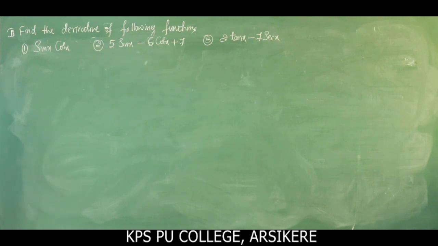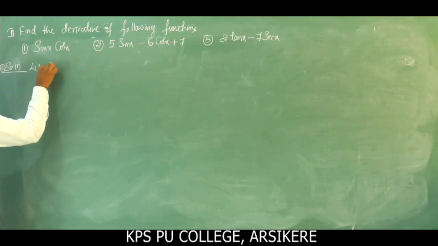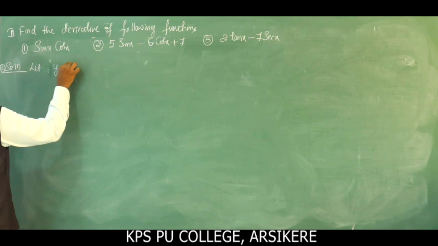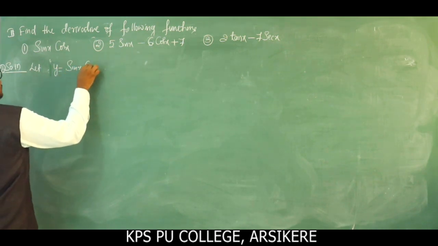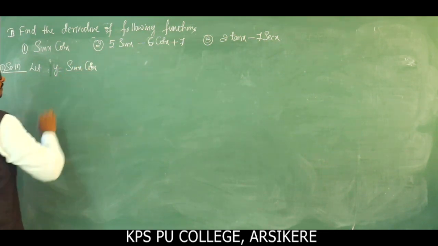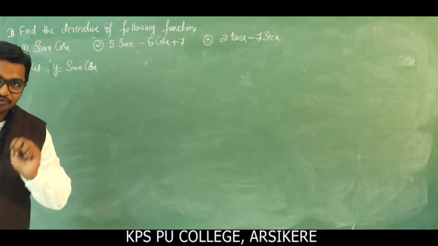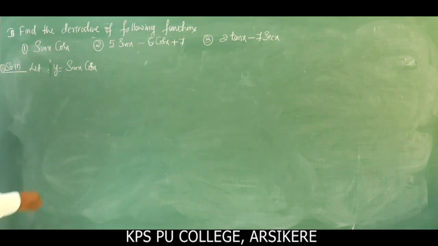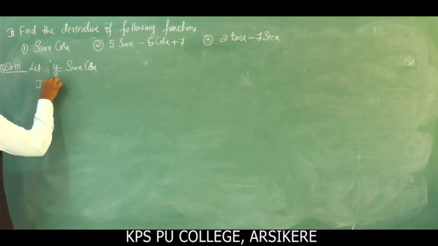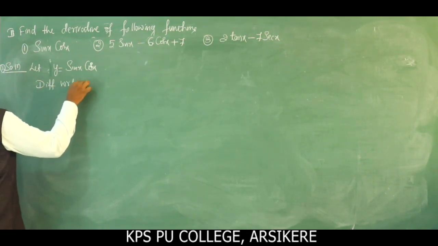Find the derivative of the following function. Here we have the first one, sin x into cos x. Solution for the first one: let y is equal to sin x into cos x. So apply the product rule, because we have the product of two functions, sin x into cos x. Differentiate with respect to x.